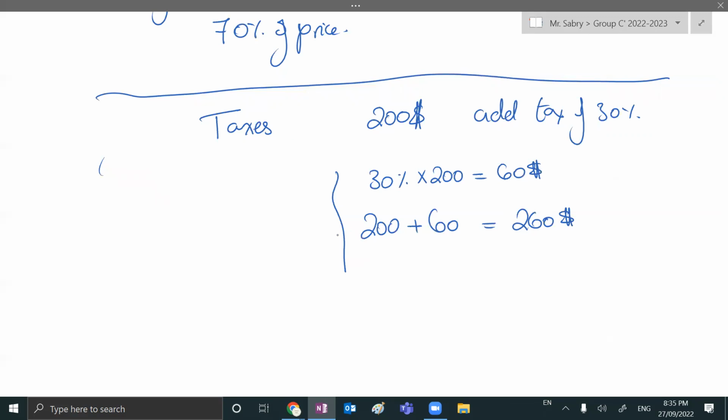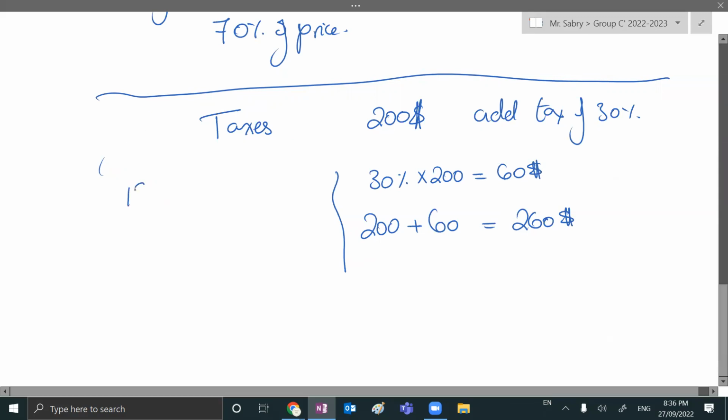Again, it was 70 up there because we had a sale of 30%. So we remove 30% out of the 100. But this is not a sale. This is an addition of 30%. So it becomes 130, exactly. It becomes 130% times the 200, and that right away would get you the answer as 260. Okay, I get it.